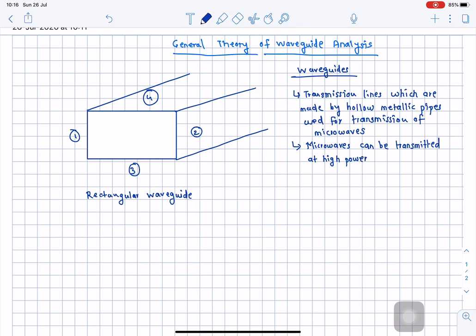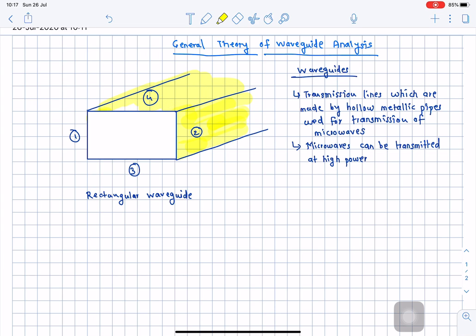Okay, so in simple words, how do we define a waveguide then? A waveguide is nothing but a transmission line which is constructed by using hollow metallic pipes, and it is used for the transmission of microwave signals. Now please remember here the waveguide is made hollow. Why is it made hollow? Please remember that the inside of this waveguide is made hollow, right?